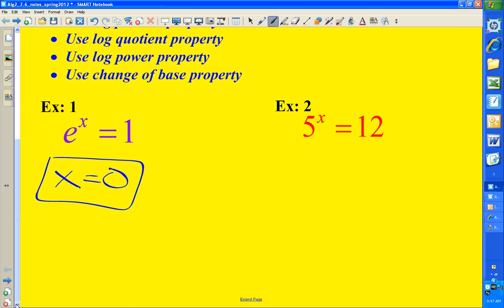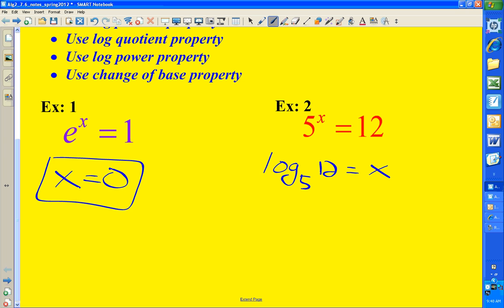In this example, number 2, how do we solve for x? What could we do? Change it to logarithmic form. We're in exponential, let's switch it to logarithmic. Log base 5 of 12 equals x. Did somebody memorize the base 5 logs over the break? Somebody should have done it. So what base are we going to have to use? 10. We love base 10.